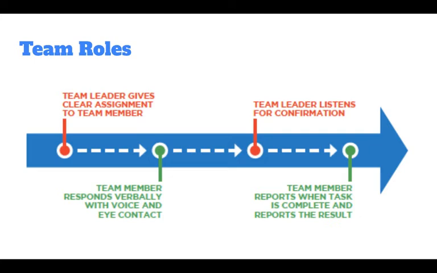So first, the team leader should give a clear assignment to a team member. The team member then should respond verbally with voice and eye contact. The team leader listens for the confirmation. The team member then reports when the task is complete and reports the result.